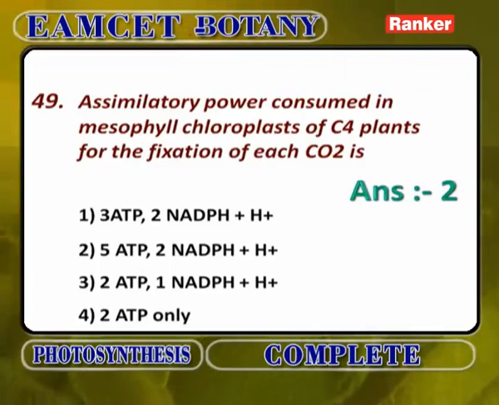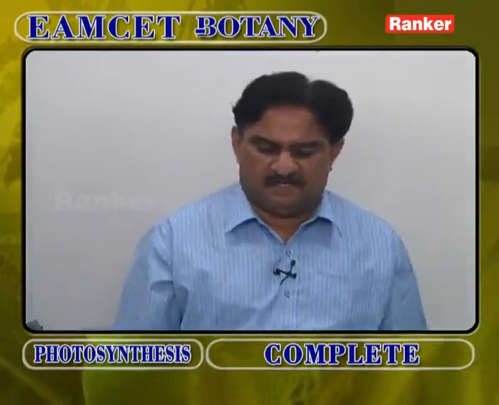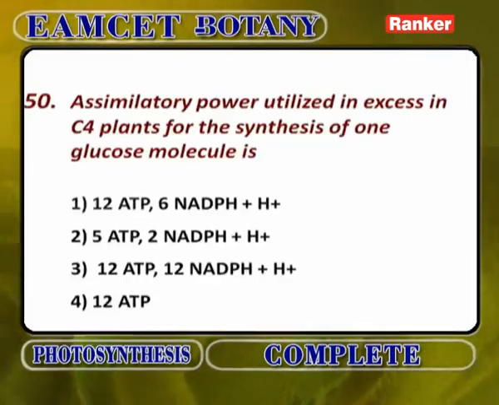Assimilatory power consumed in the mesophyll chloroplast of C4 plants for the fixation of each CO2 is 5 ATP and 2 NADPH2. Second option.